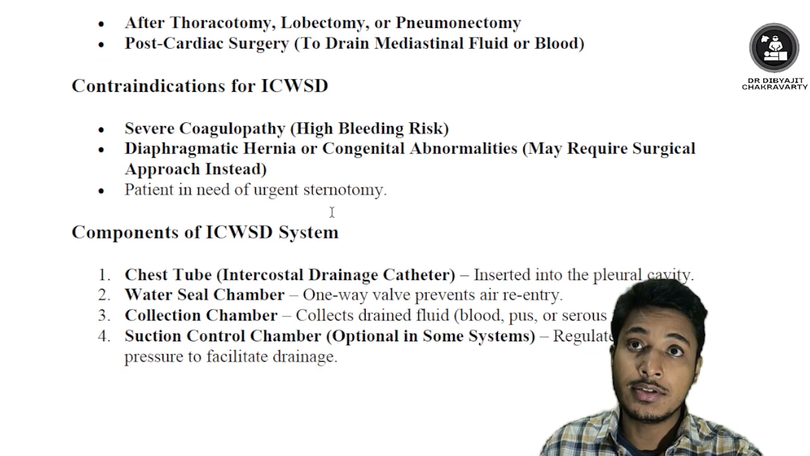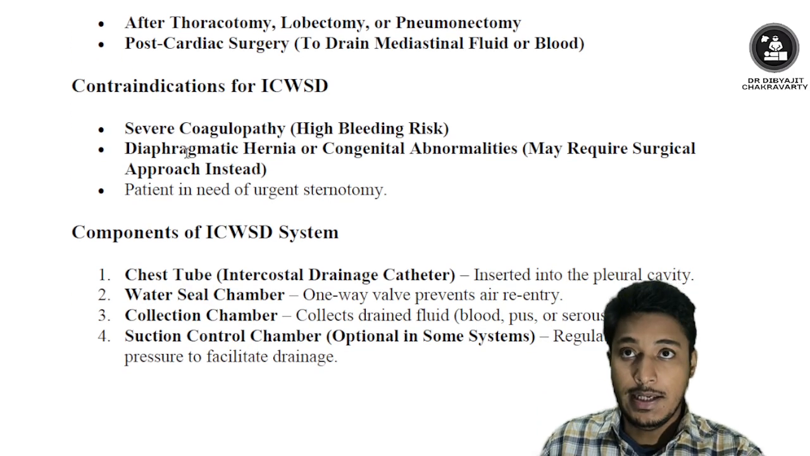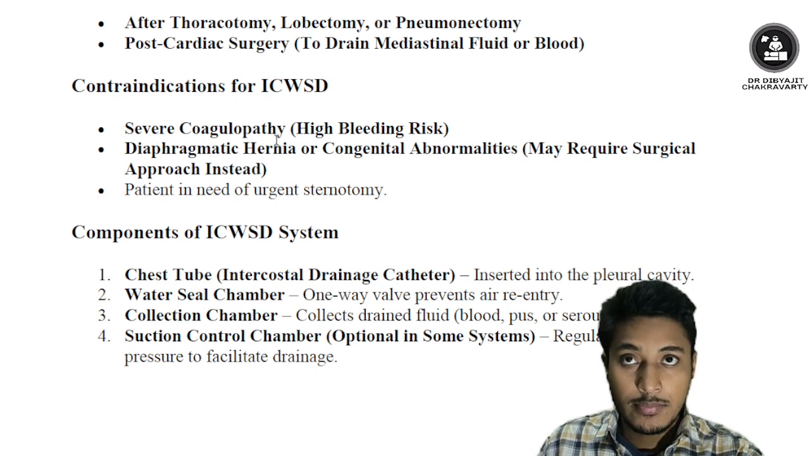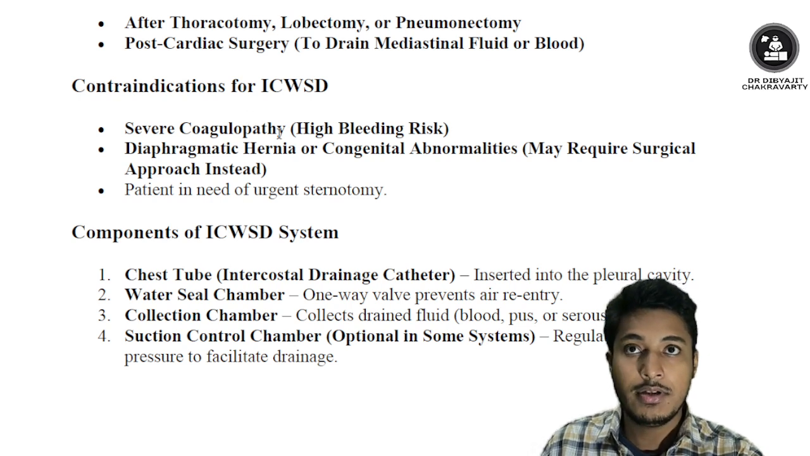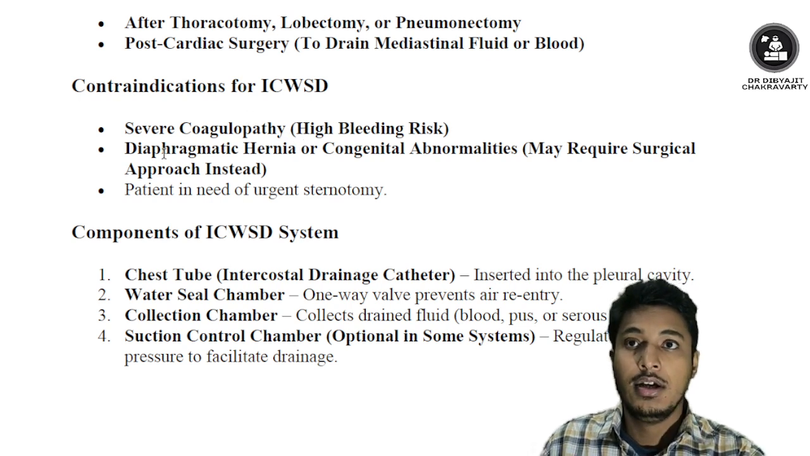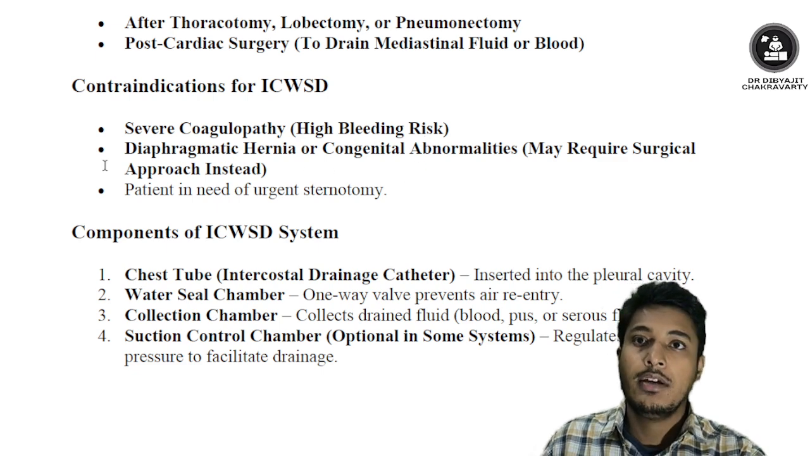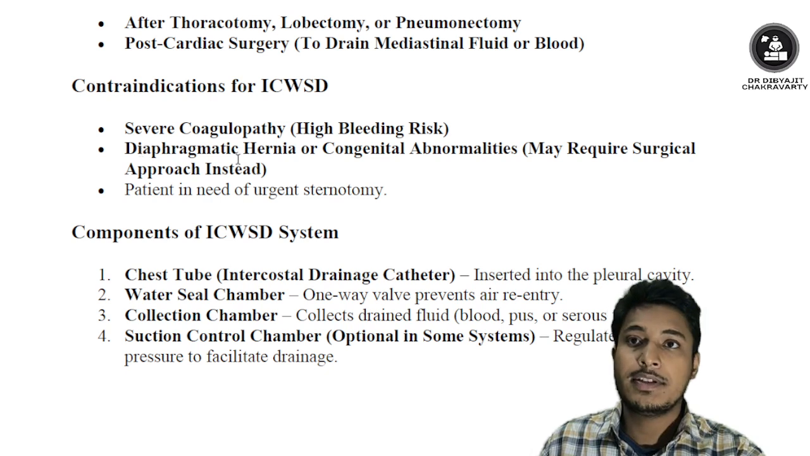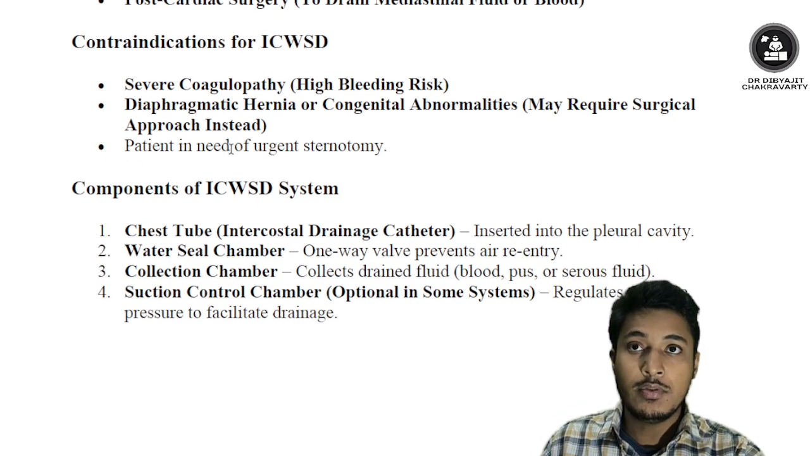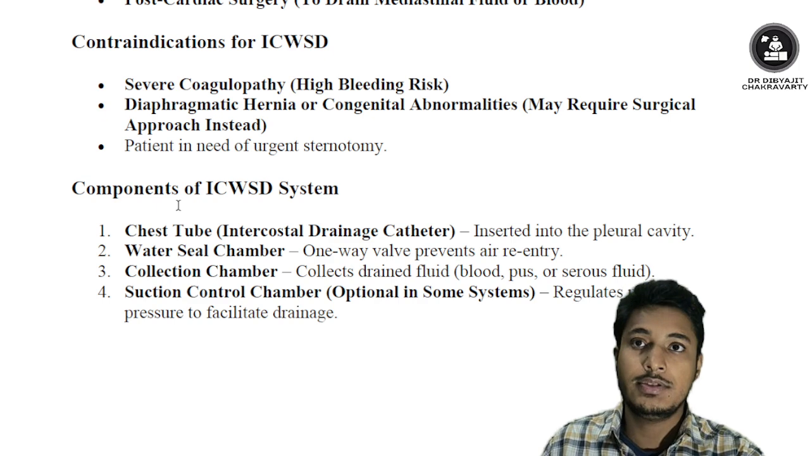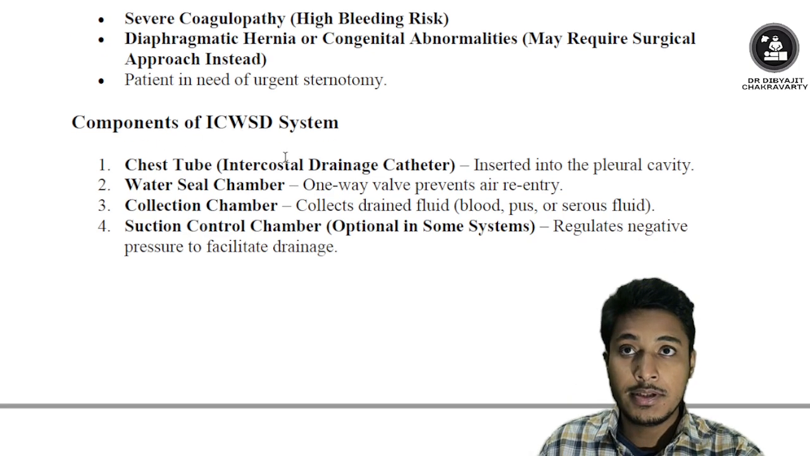What are the contraindications of intercostal water seal drains? Essentially, in cases of severe coagulopathy, we should avoid inserting an intercostal water seal drain before controlling the coagulopathy because this will lead to high bleeding, which may be difficult to control. Sometimes there may be presence of diaphragmatic hernia or suspected congenital abnormalities which are not properly diagnosed. Also, in patients who are in urgent need of sternotomy, we should preferably do the sternotomy directly instead of putting a chest tube.